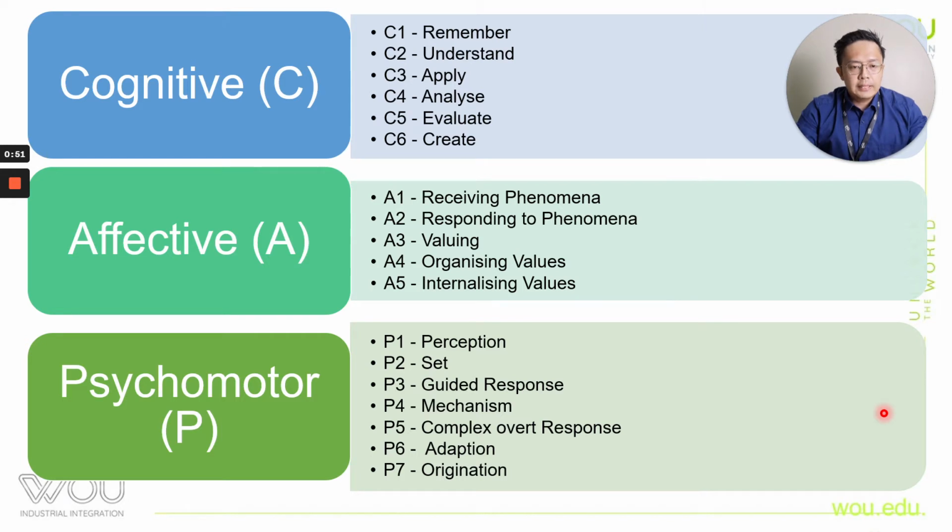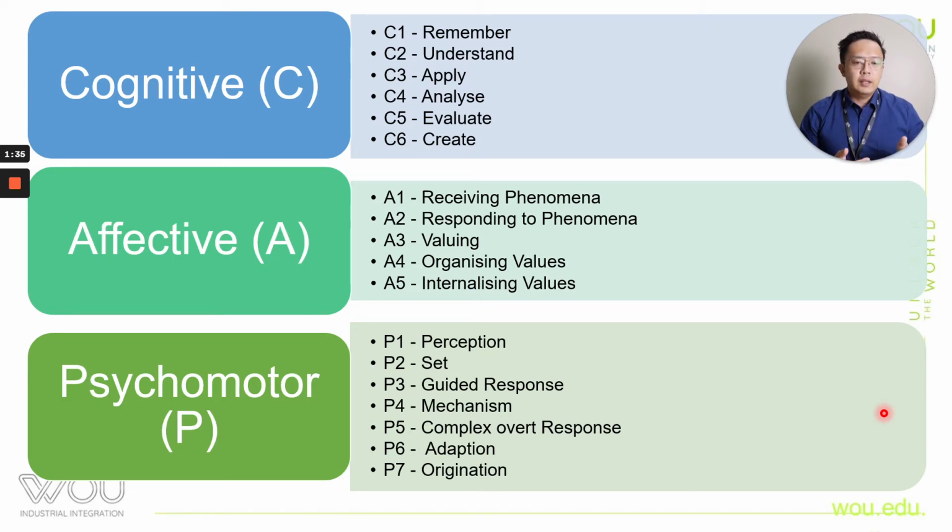You can see that under the cognitive domain, there are C1 from remember until C6. C1 indicates the lowest level and C6 is the most complicated level. Similarly for affective, it has A1 until A5. Psychomotor has P1 until P7. So one question to you: out of these 3 domains, which domain is the easiest to be measured and which domain is the most difficult to be measured? The answer is cognitive is the easiest to be measured, while affective would be the most difficult to be measured.